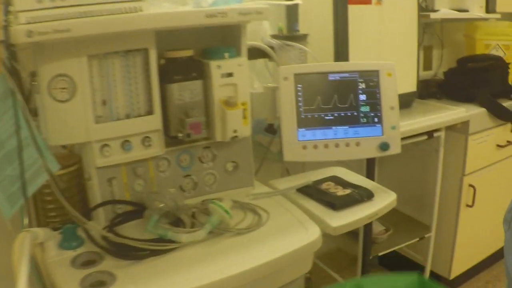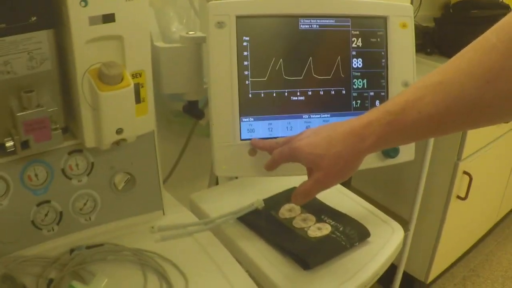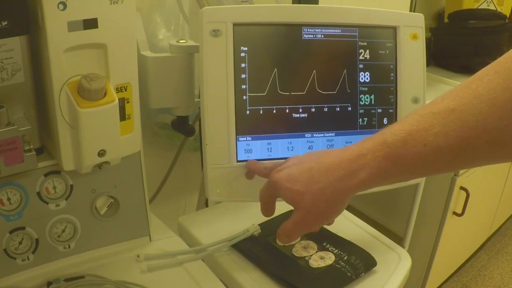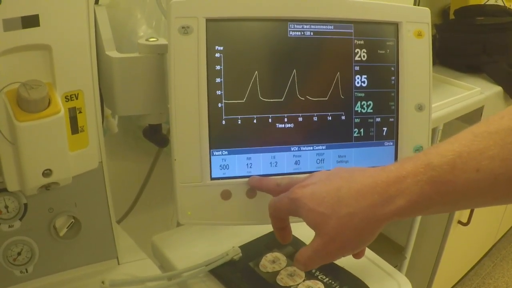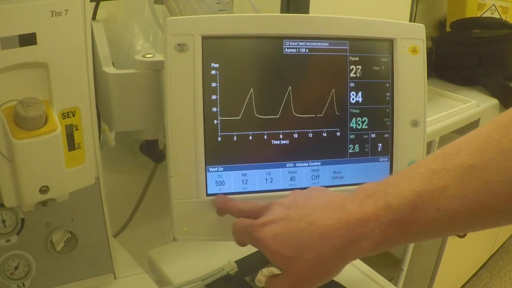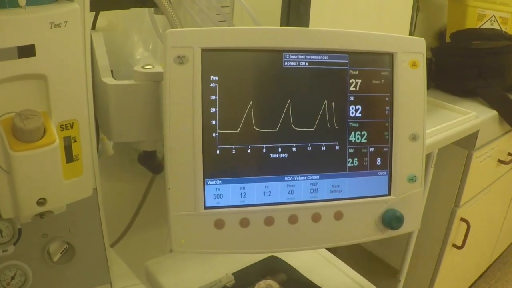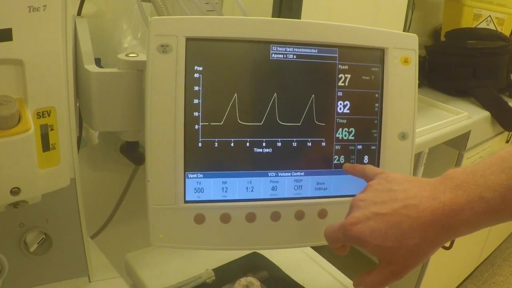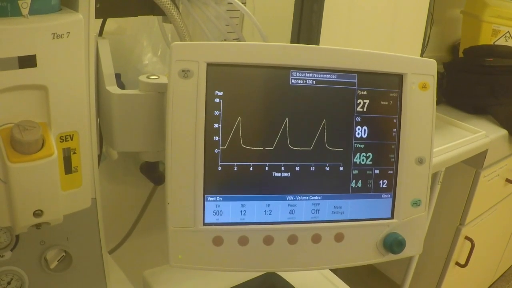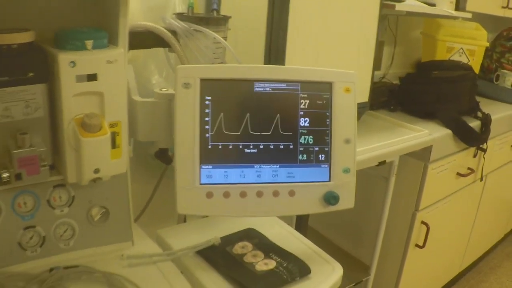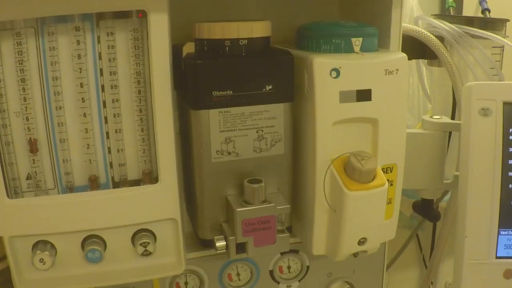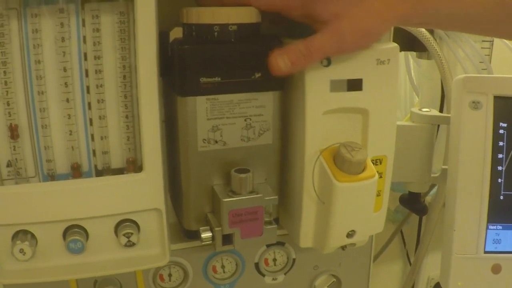We can input data to predefine the tidal volume and the rate. For example, we can see here that a tidal volume of 500 milliliters and a respiratory rate of 12 breaths per minute results in a minute volume of 2.6 liters per minute. We can add in other parameters, such as a positive end expiratory pressure, to help with oxygenation and the mode of ventilation.